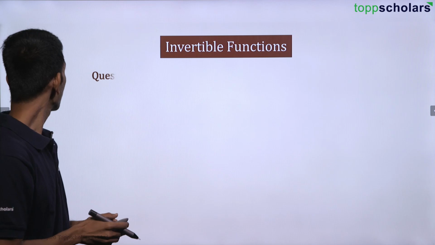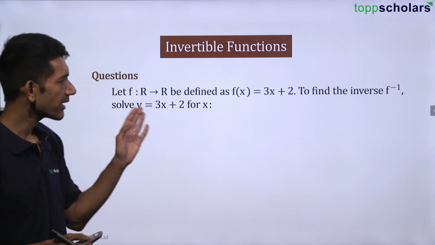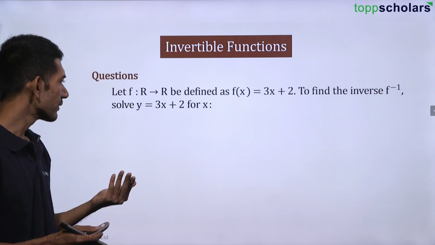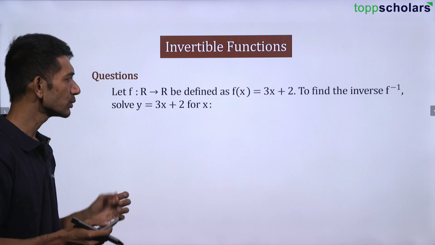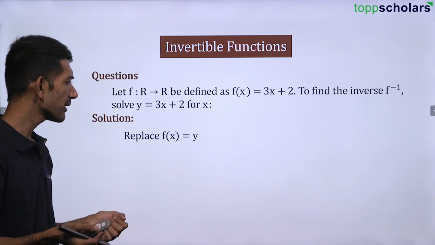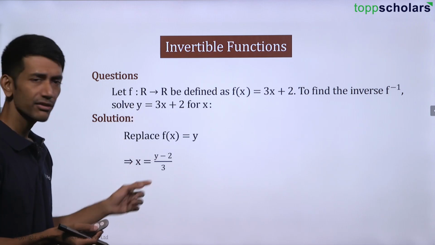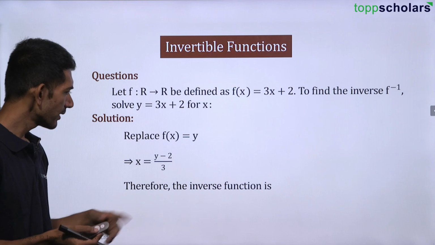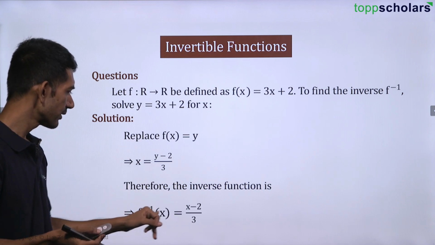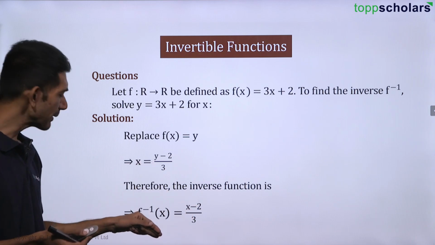Now let us have a look at one more example. It says, let f be a function from R to R defined as f(x) is equal to 3x plus 2. To find the inverse f inverse, solve y is equal to 3x plus 2. We replace f of x with y, so y is equal to 3x plus 2. Solve for x, x is equal to (y minus 2) by 3. Therefore, the inverse function will be what? f inverse of x will be equal to (x minus 2) by 3 because we have already replaced it.